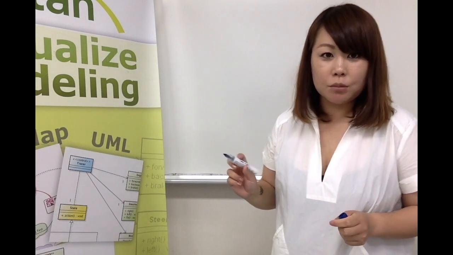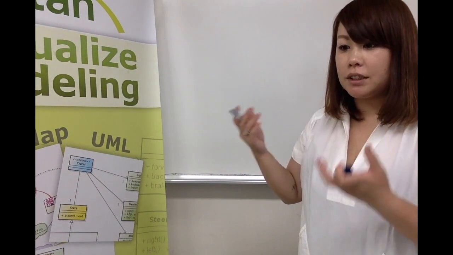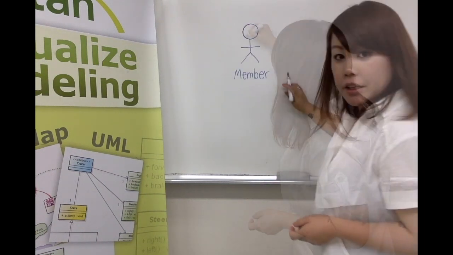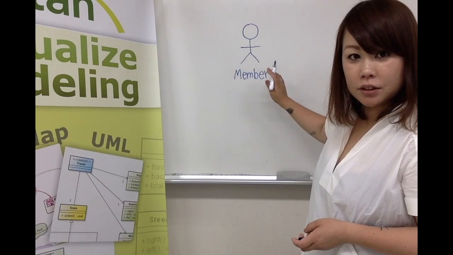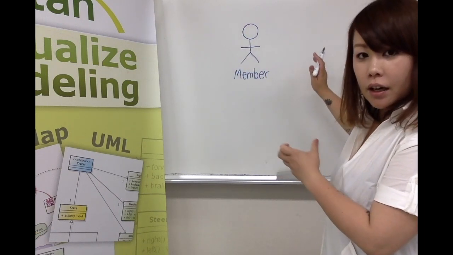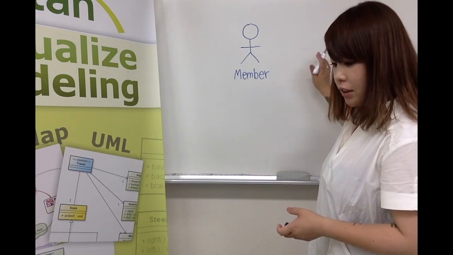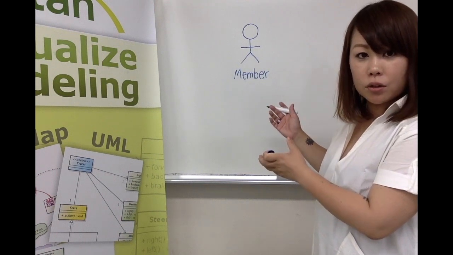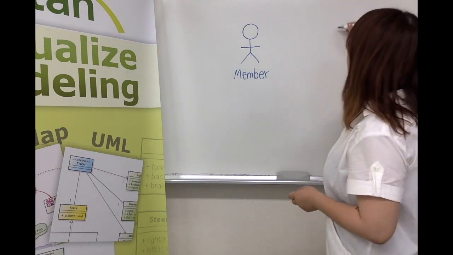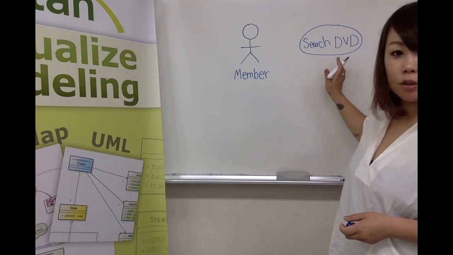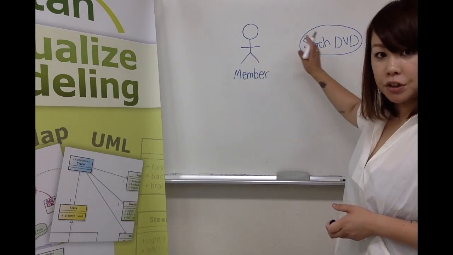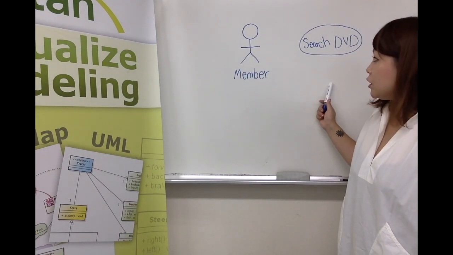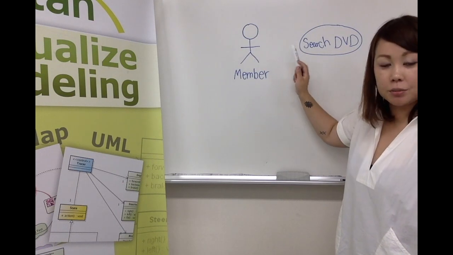Let me draw a sample diagram, which is a use case model that represents the DVD renting shop, for example. Here is an actor named member, which interacts with the system. And the interactions and the scenes in which actors and system communicate to achieve a goal is called a use case. Here is a sample use case for the member to search for the DVD at the shop. Each use case has to have a clear goal to satisfy the actor's objectives.